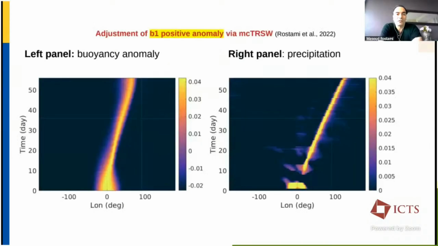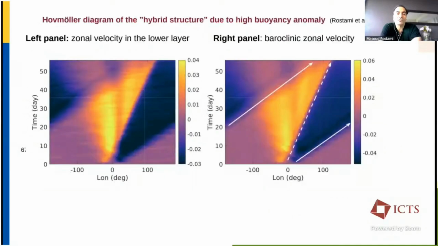And so, just to wrap it up, it shows that buoyancy goes eastward. You see eastward propagation and the corresponding precipitation of the buoyancy field in the Hovmöller diagram that goes eastward. And you also see that this hybrid structure, due to the high buoyancy anomaly and the evolution of this buoyancy anomaly and the corresponding speed of them, is slowly varying.